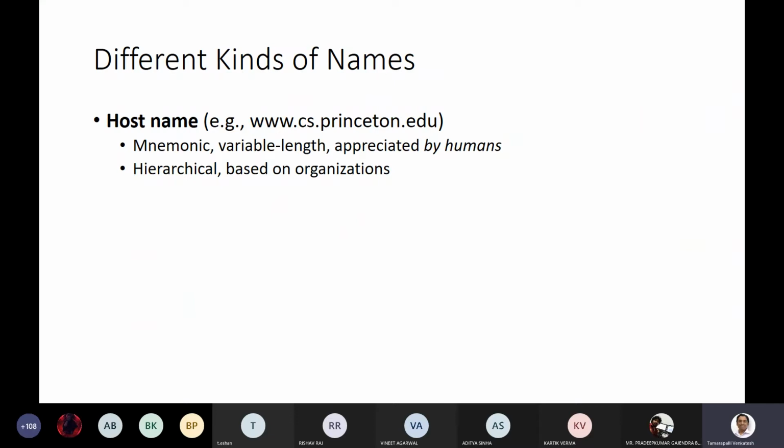For example, www.iitg.ac.in. Here is cs.princeton.edu. There are many such domain names in the world. These are all mnemonic names, of variable length, and they are easy to be memorized by human beings, which is why we use them to address machines or to address hosts.